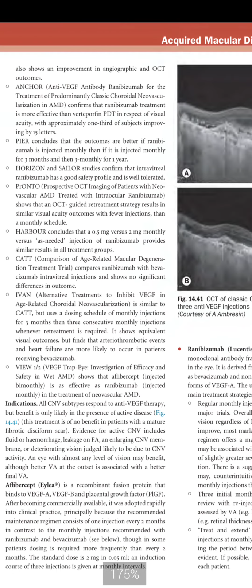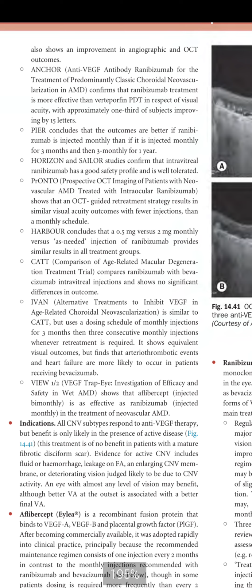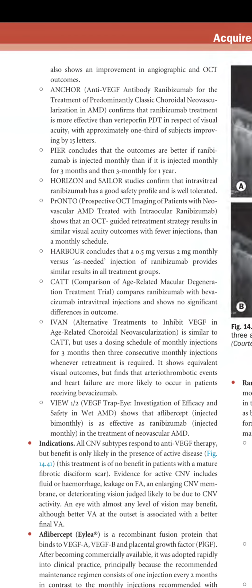Then is the ANCHOR study. The ANCHOR study is of the anti-VEGF antibody ranibizumab for the treatment of predominantly classic choroidal neovascularization in AMD. It confirmed that ranibizumab is more effective than verteporfin PDT in respect of visual acuity, with approximately one third of the subjects improving by 15 letters. So the ANCHOR study studied ranibizumab on predominantly classic CNV, and it is more effective than verteporfin PDT.